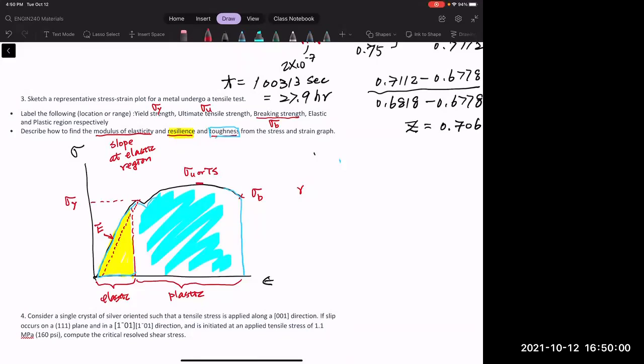Okay, and you can also find out the percentage of elongation, and the percentage of the area reduction. And that is going to be based on the strength. If you are given the original length, then you can find out each one of them. So these are the things that you should know how to solve by looking at this graph.